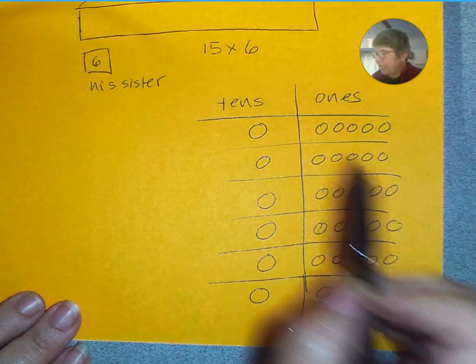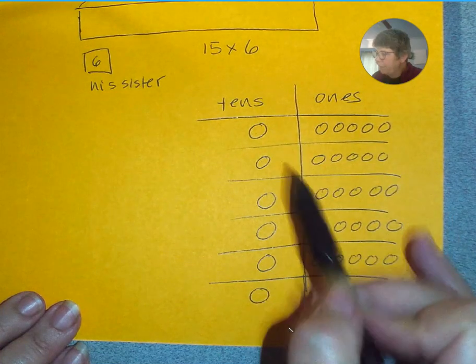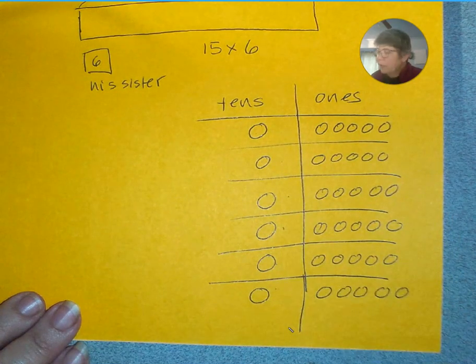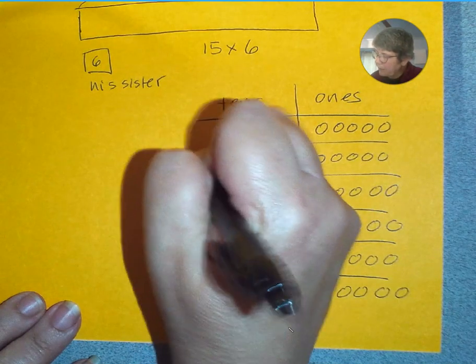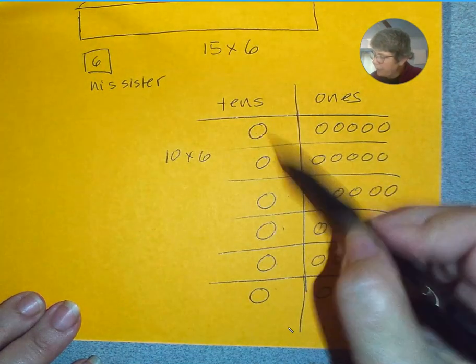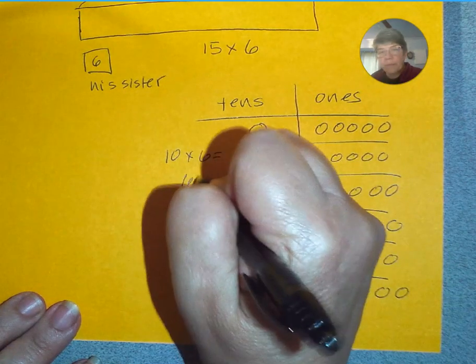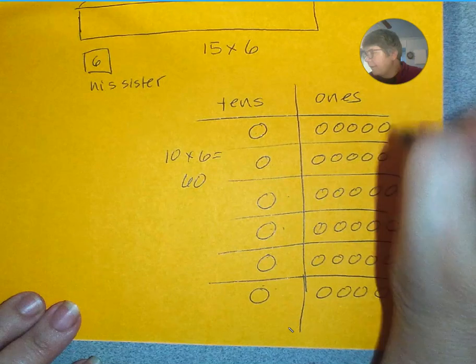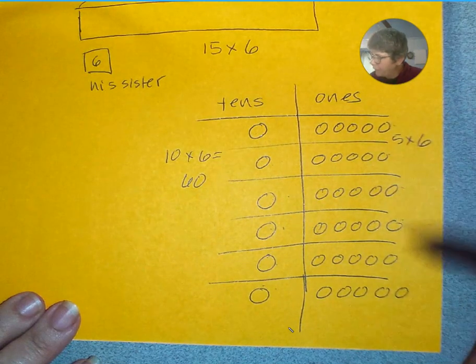Okay, so now I have 15, 1, and 5, right? This is 1 ten and 5 ones, so that's 15. And there's 1, 2, 3, 4, 5, 6 of them. So 10 times 6, 10, 20, 30, 40, 50, 60. That's 60. And 5 times 6, 5, 10, 15, 20, 25, 30.